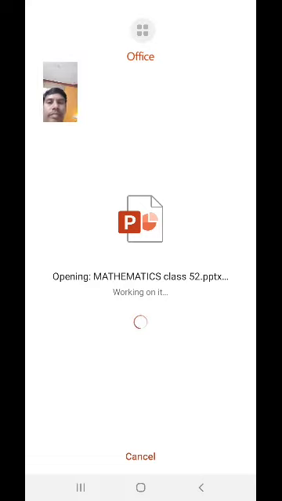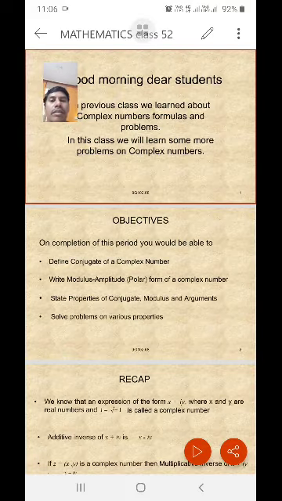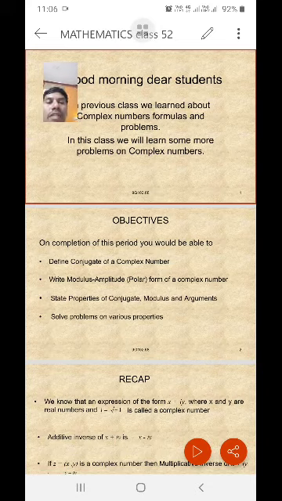Today we will learn some problems on complex numbers. In the previous class, we learned about complex numbers, introduction, properties, formulas, and some problems. And now we will see some more problems.